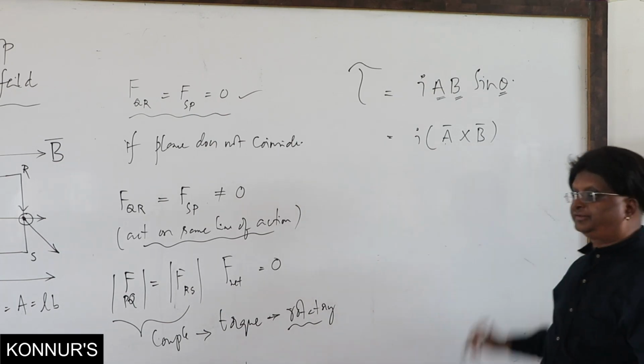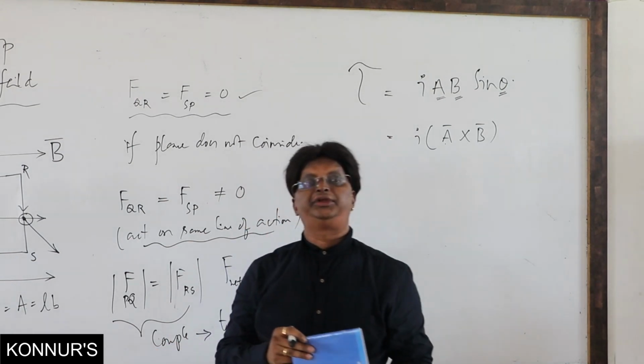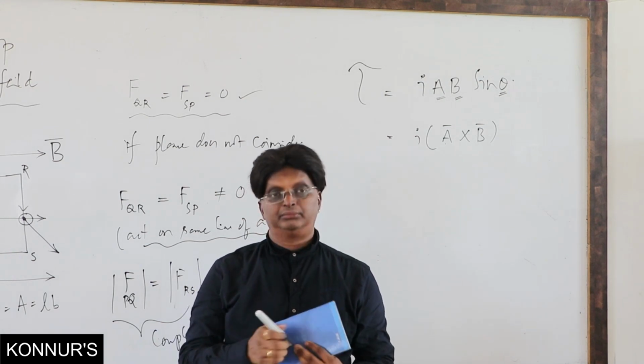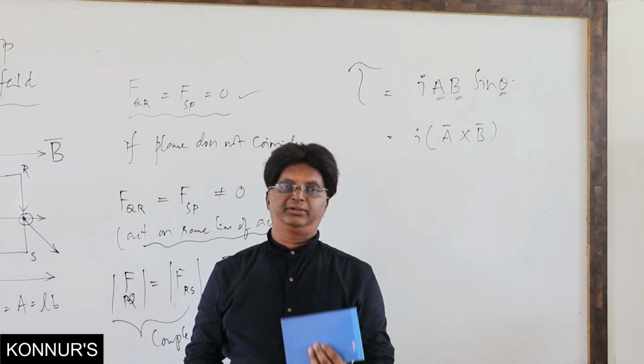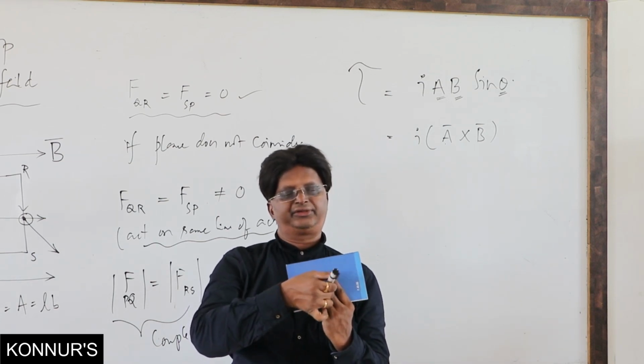A bar cross B bar is the thing. See here, understanding the theta is very, very important in this case. There are two vectors, A bar vector. Many times you are told that the area vector is a pseudo vector which is always given by the outward normal. So this is the area vector.